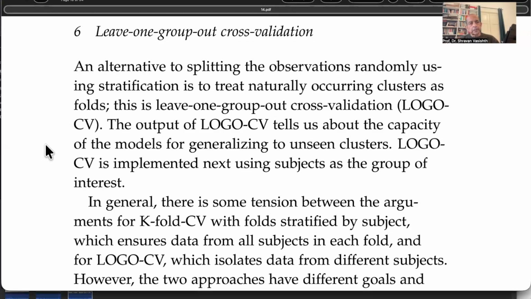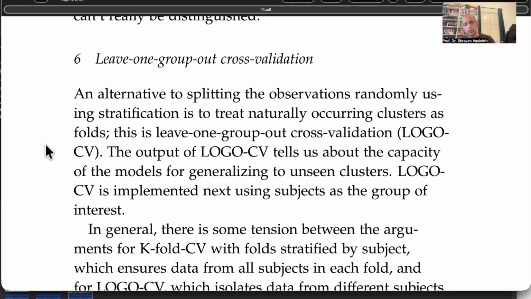Now the next topic is leave one group out cross-validation. In abbreviated form, we generally say LOGO CV. So what this does is, let's say you have 37 subjects. Now you're not going to have 10 folds, but you're going to have 37 folds. And in each fold, the held out data will be from one of the 37 subjects. So the model will be fit 37 times, okay?